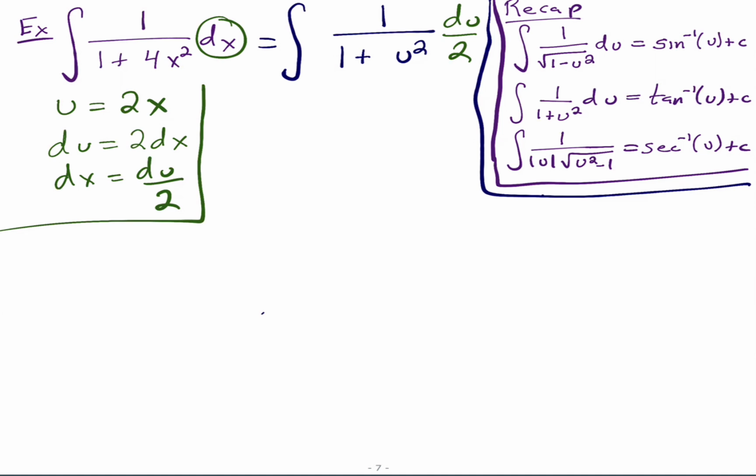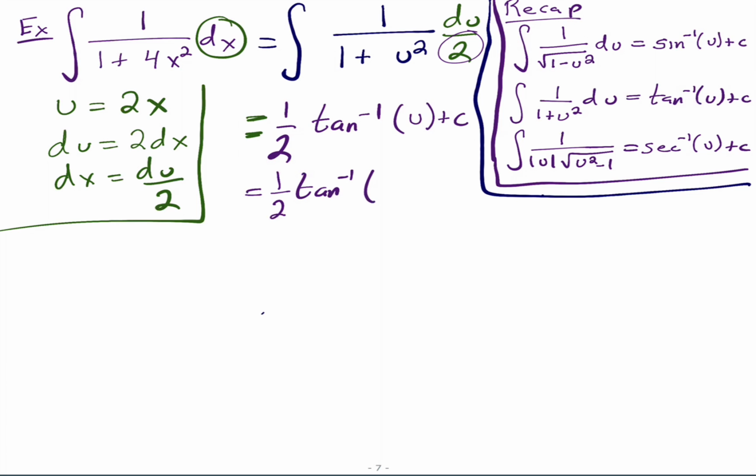I would say it looks pretty nice. Because what does that equal to? What's the antiderivative of that? What do I do with this 2? Yeah, just take it out, right? So this is just 1/2 times what? Inverse tangent of u plus c, right? Which is 1/2 inverse tangent of 2x plus c. And that's it.